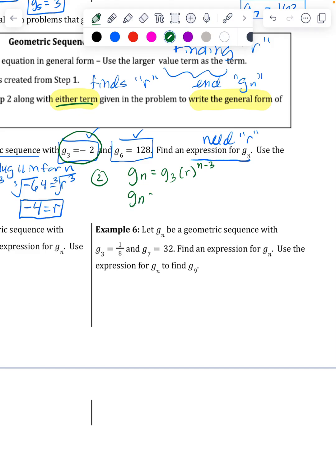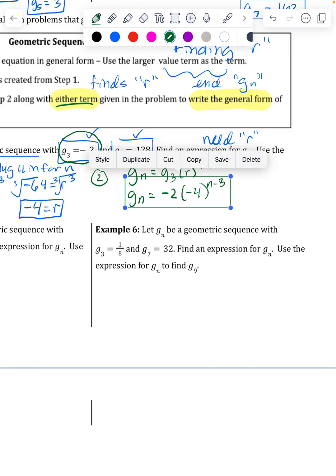What do I know in here? I know the third term is -2. I just learned the R is -4. And then I'm looking for just the general equation. So I'm done. And please, please, please do not eliminate those negatives.